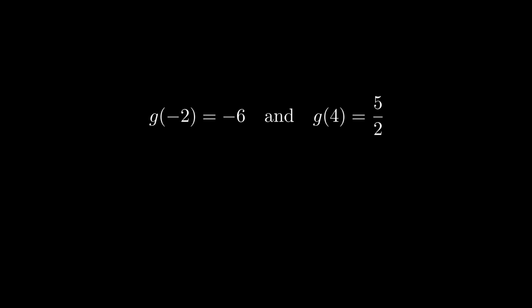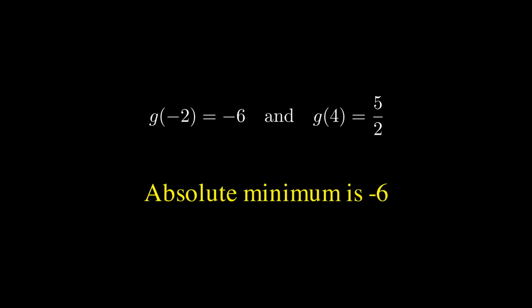So now I test my endpoints. I already know g of negative 2 is negative 6. I already found that in part A. And I already found g of 4 in part A. It was 5 over 2. And clearly the minimum of this, the least of it, is minus 6.